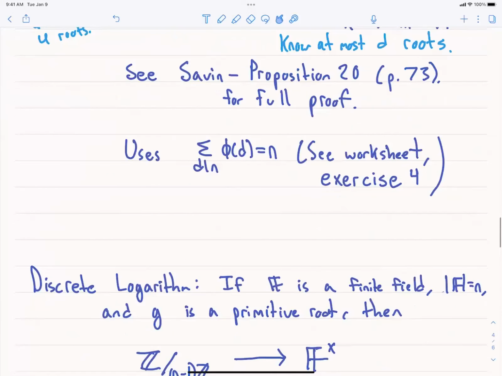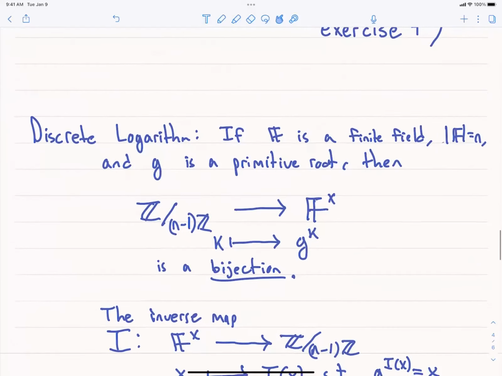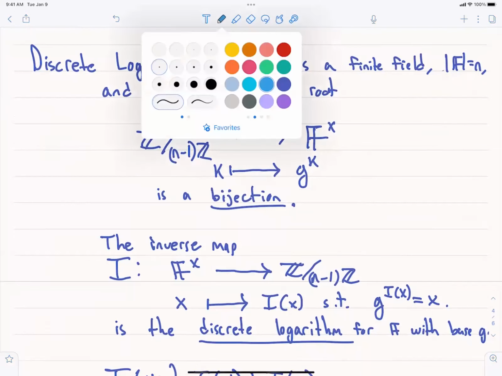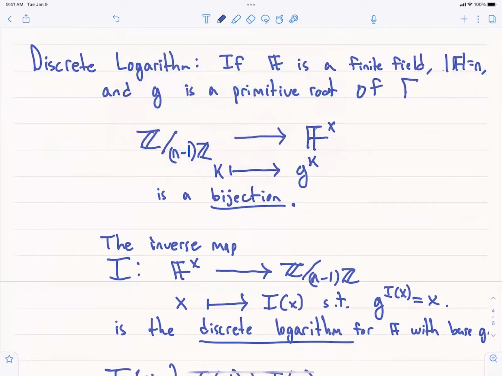Okay, so the other thing I want to talk about today is discrete logarithm. This came up when we were doing Diffie-Hellman, and I just want to make the notion a little bit more precise than we did last week. So let me take a finite field F, and let me write the size of F as little n, just so I don't have to keep writing size of F. Then I'm going to take g to be a primitive root of F. So it's one of those elements guaranteed to exist by that previous theorem.